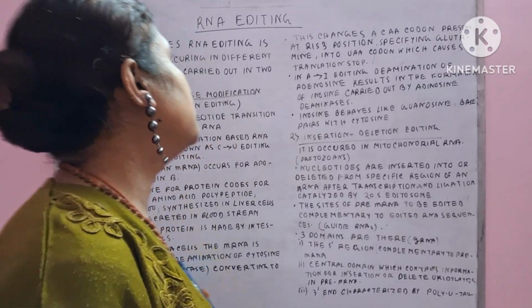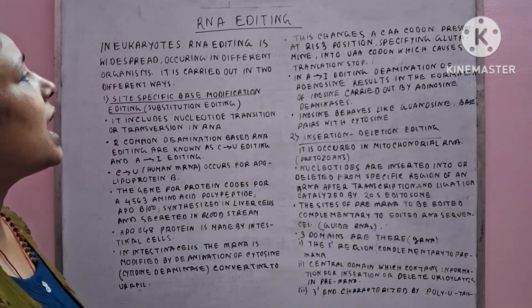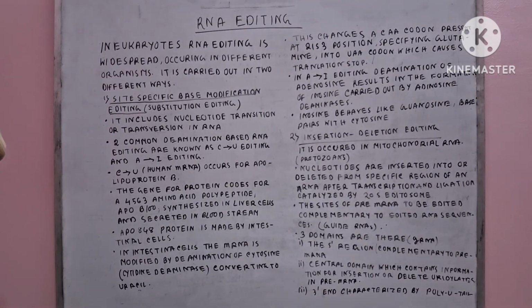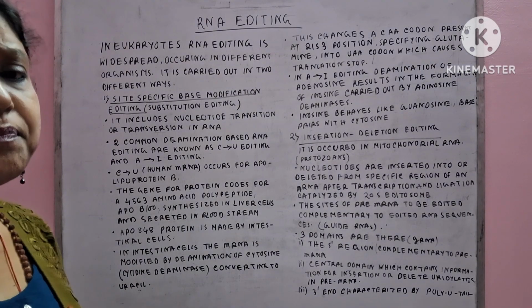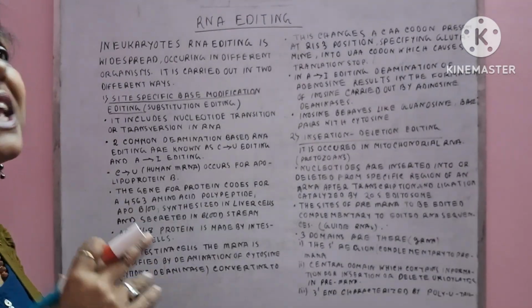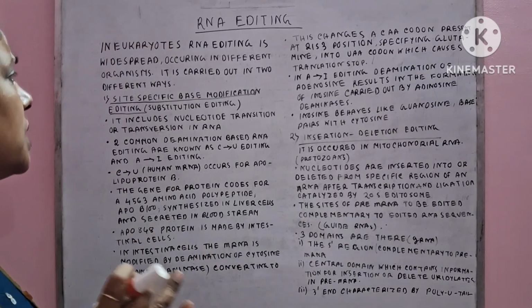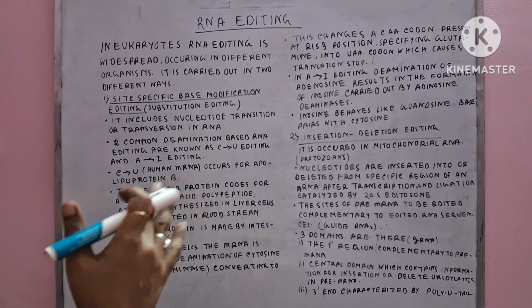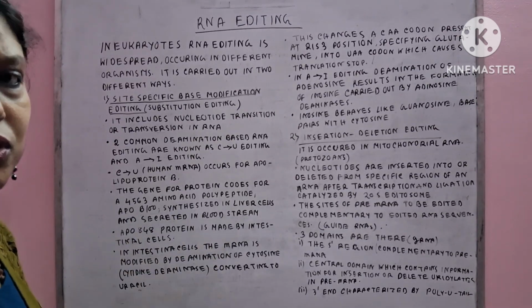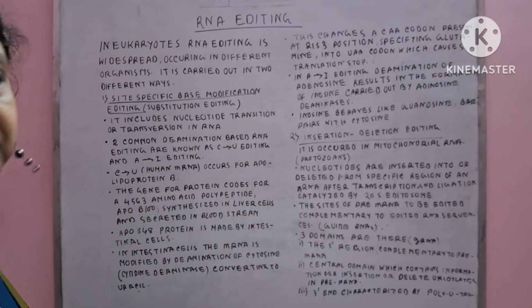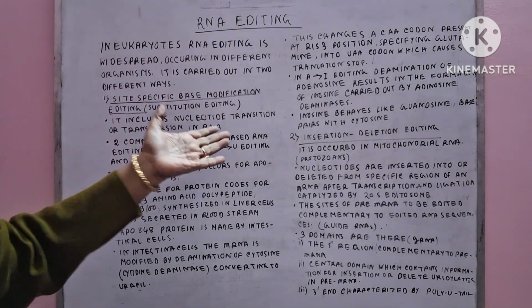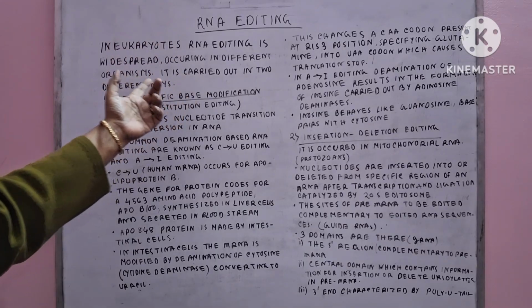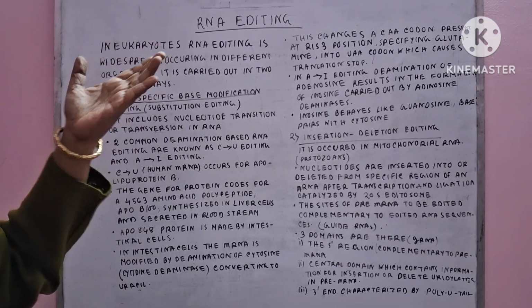Okay, so let's start the RNA editing. What is RNA editing? RNA editing means the editing of RNA. If the RNA size is very small, then the RNA must be extended, or if the RNA is extended too much, then some of the nucleotide bases are deleted. So this is called RNA editing. And this RNA editing is seen everywhere. That means it is widespread, and it is seen in all eukaryotes, from yeast to human.